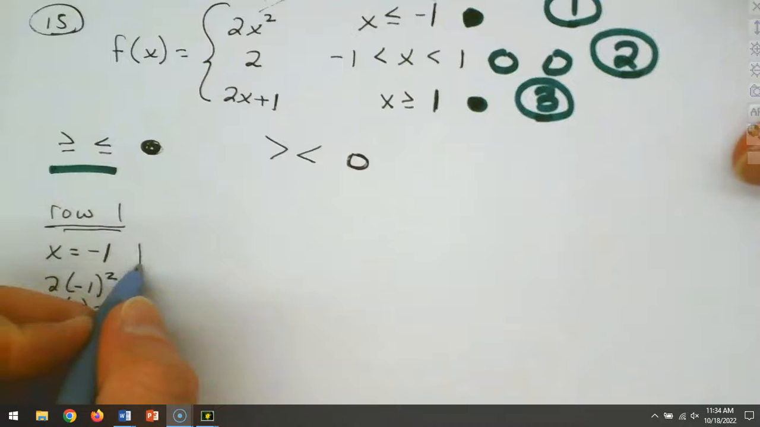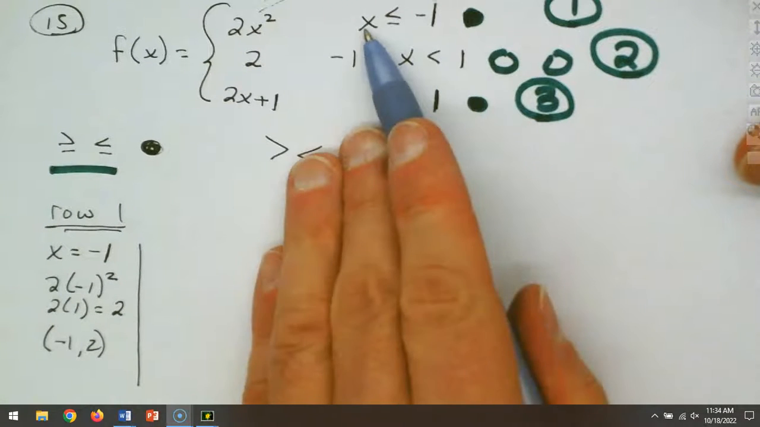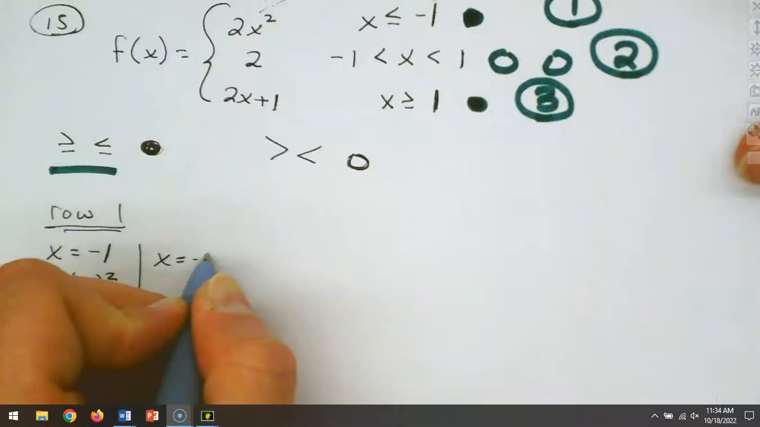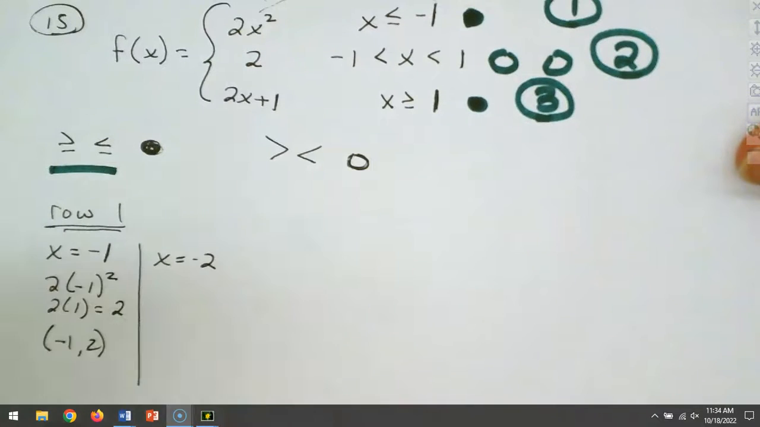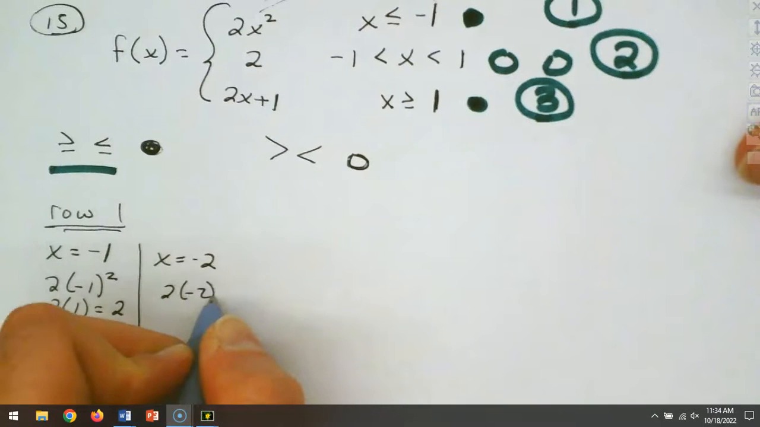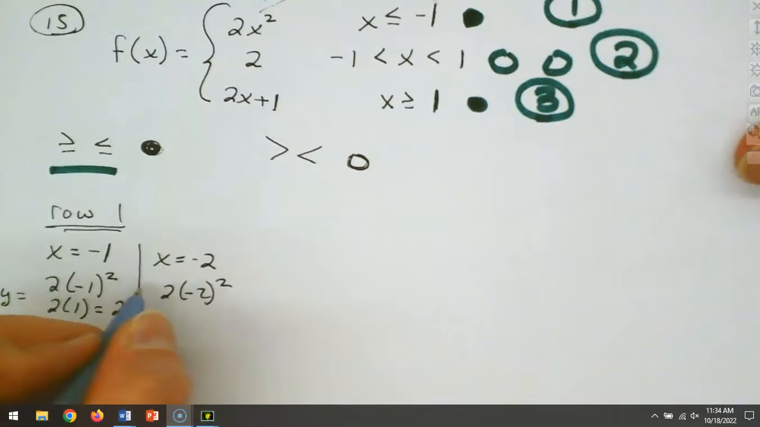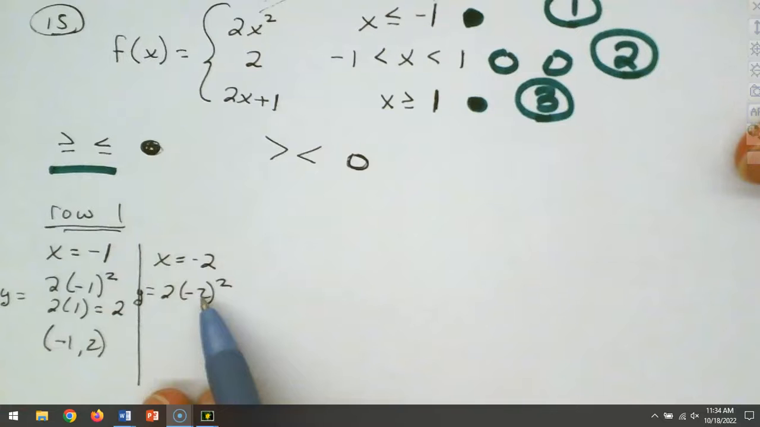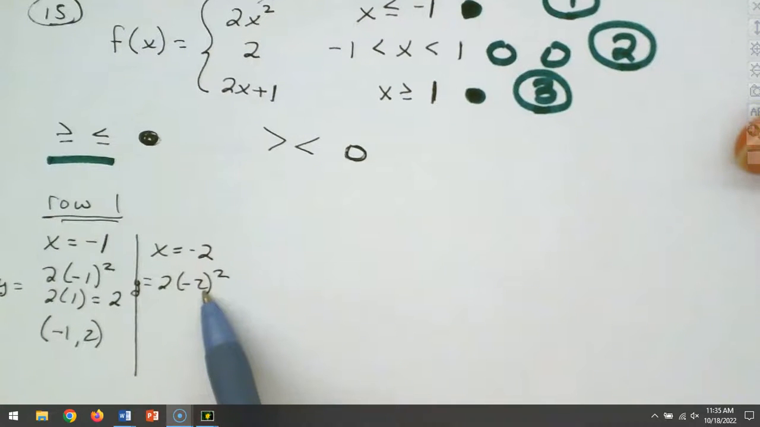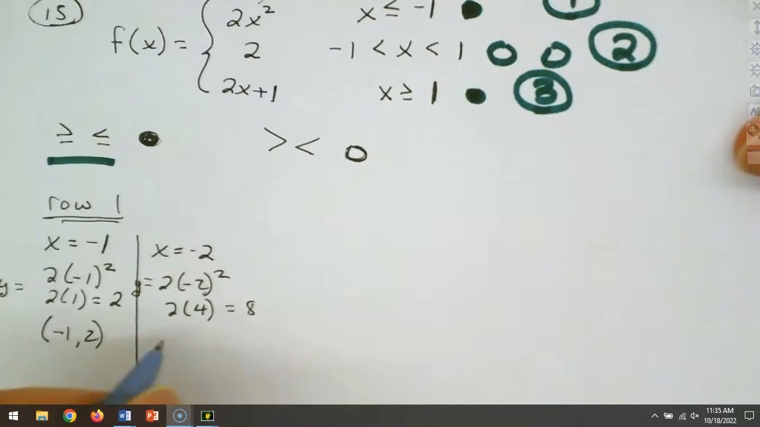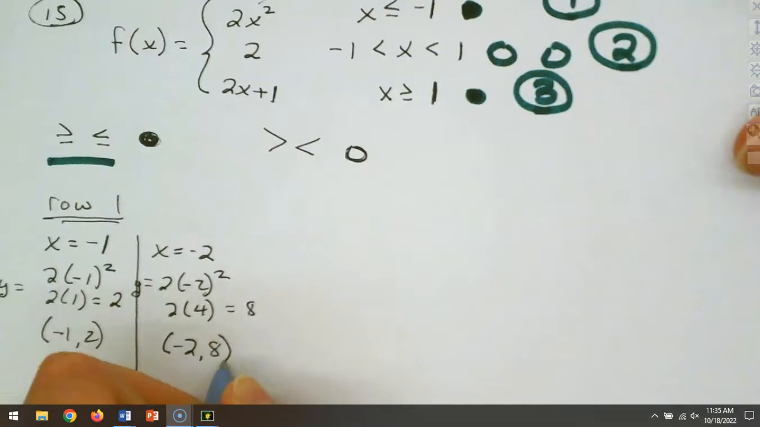Now we need another point. So we need a number smaller than -1. So we can choose -2, and we plug it in. This is your y part over here. And what about when we square negative 2? When we square negative 2, it becomes a positive 4, and that gives you then your 8. So as an ordered pair, it's -2 comma what? 8.